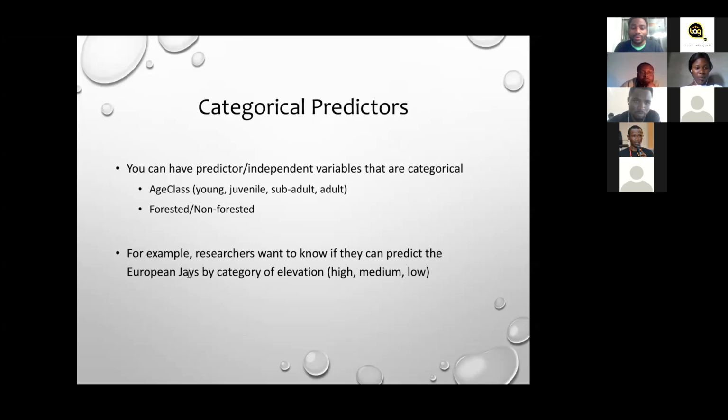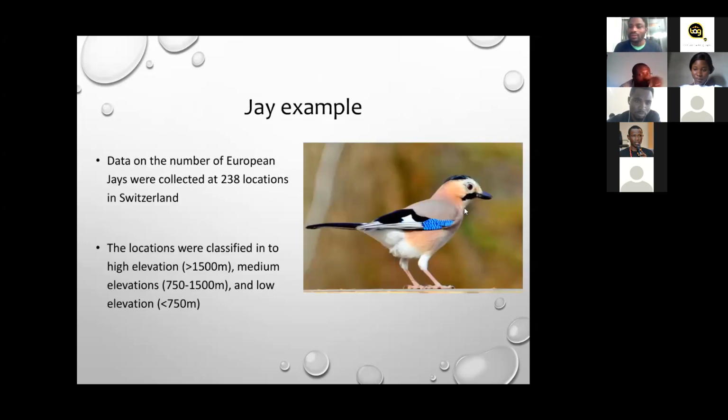And this is a tiny bird. People that like birds, they will love it. So they are trying to predict the number of birds. Does it depend on the elevation? What they are using is the elevation class, like high, medium, and low, instead of using just elevation. And this is that nice looking bird. And I know maybe in West Africa, we don't care about the birds, but in Western countries, birds are a big deal.